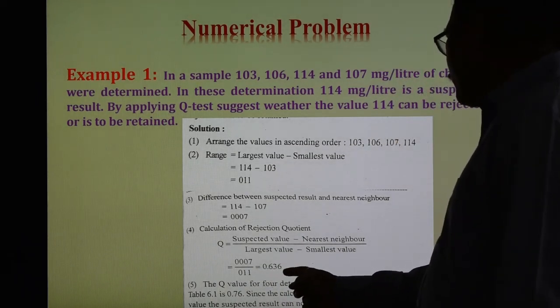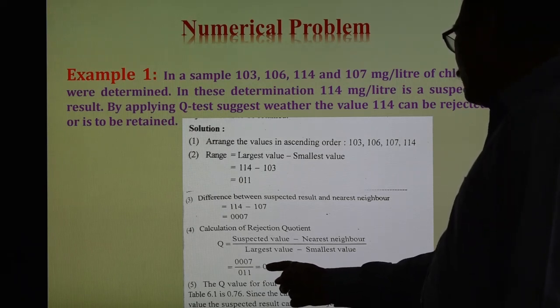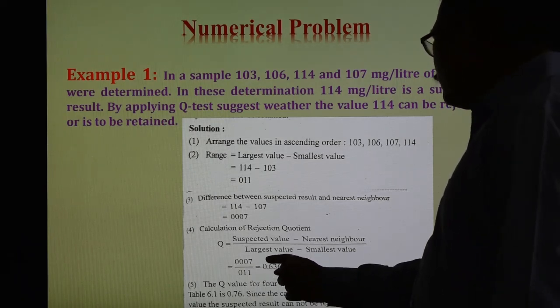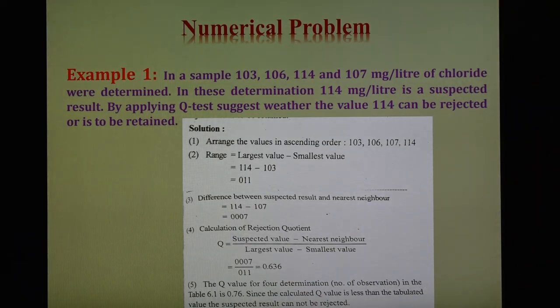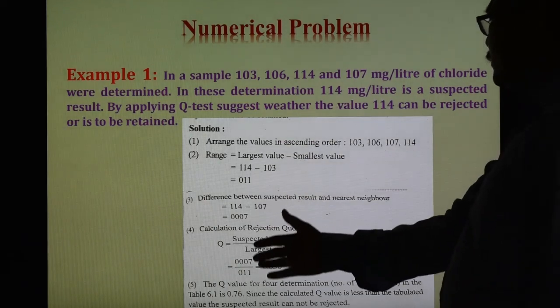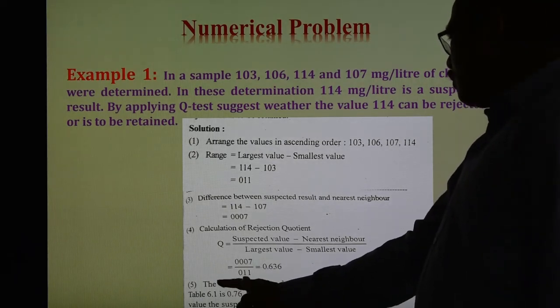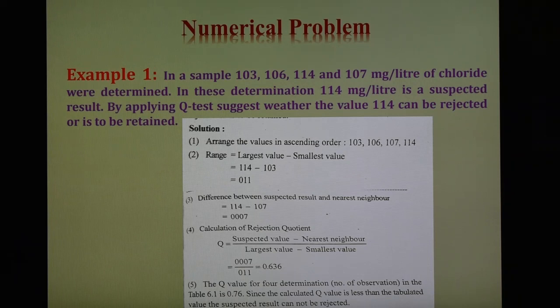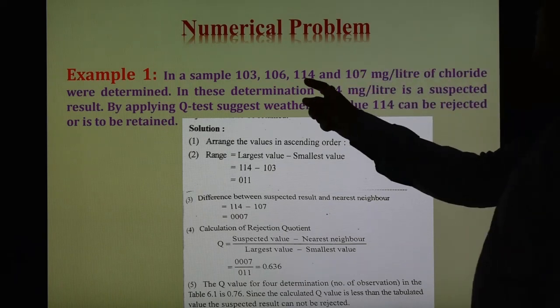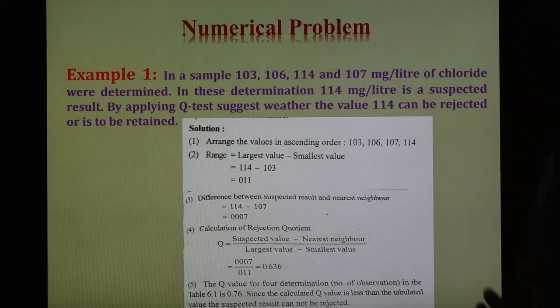Calculated value 0.636. So this value is less than 0.76. Therefore, this value is to be retained, not to be rejected. So these are the 5 steps. And number 5, the calculated value is less than the value for 4 observations from the table, 0.76, and therefore this suspected or doubtful value 114 is to be retained, not to be rejected. So this is number 1.